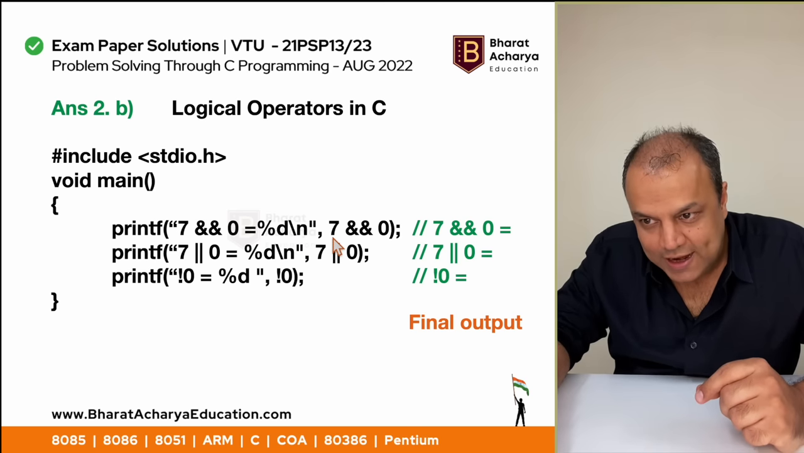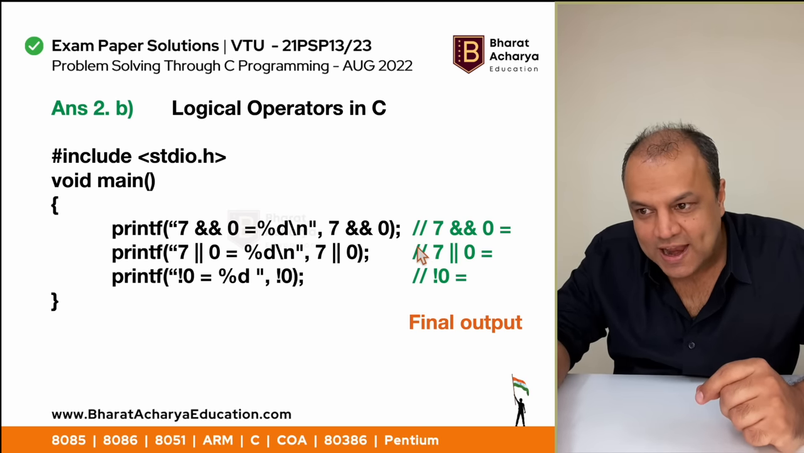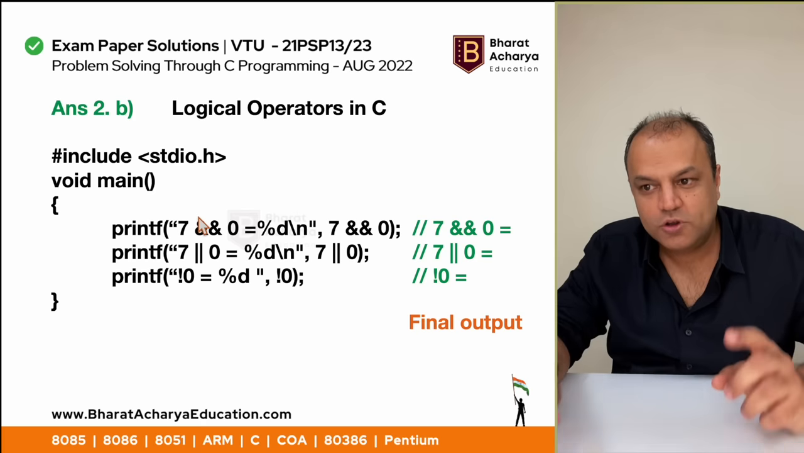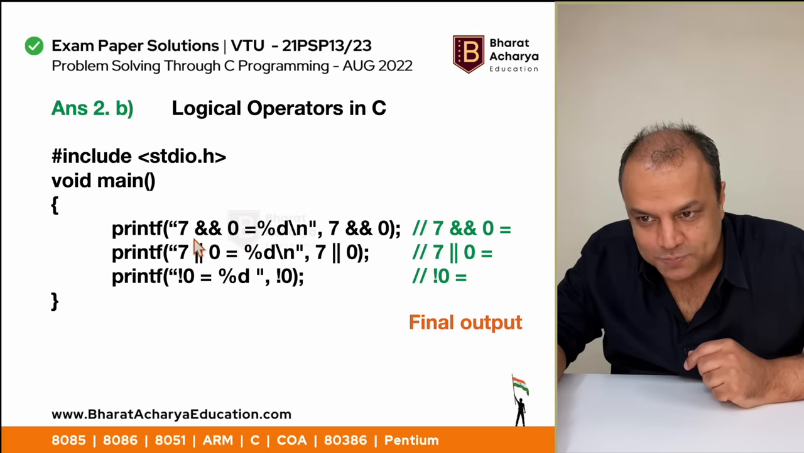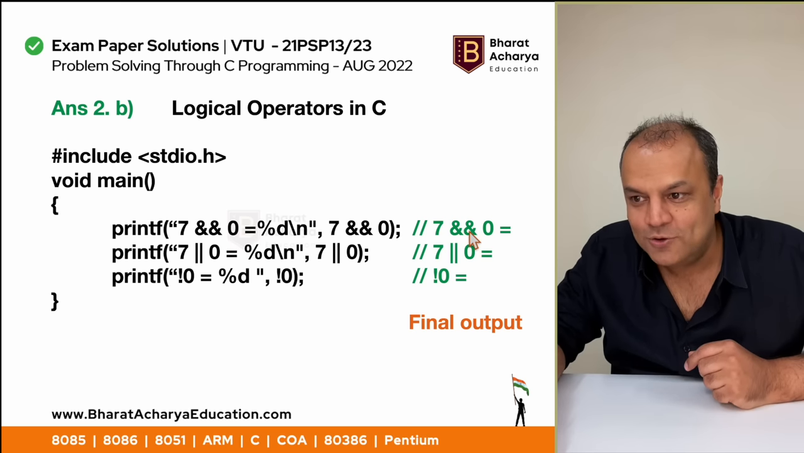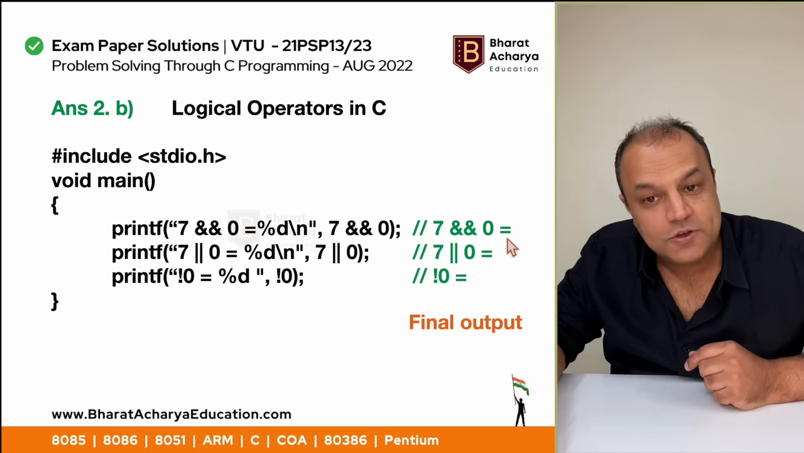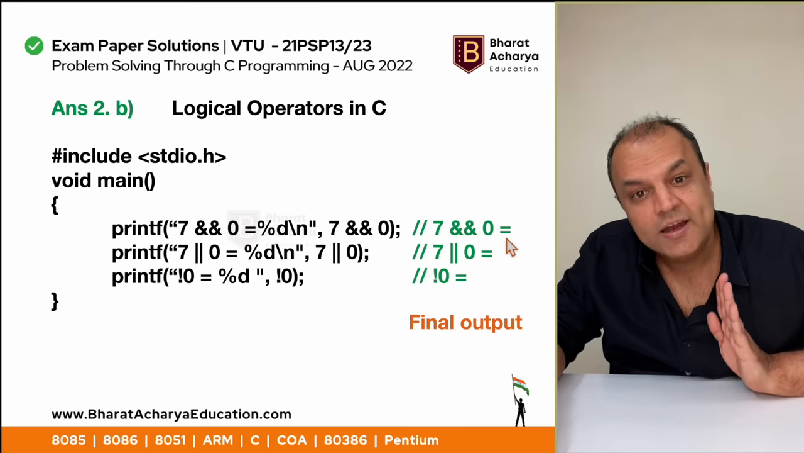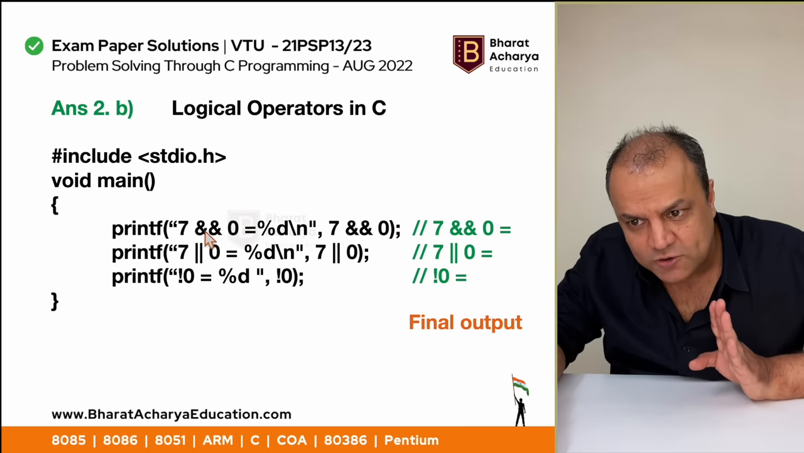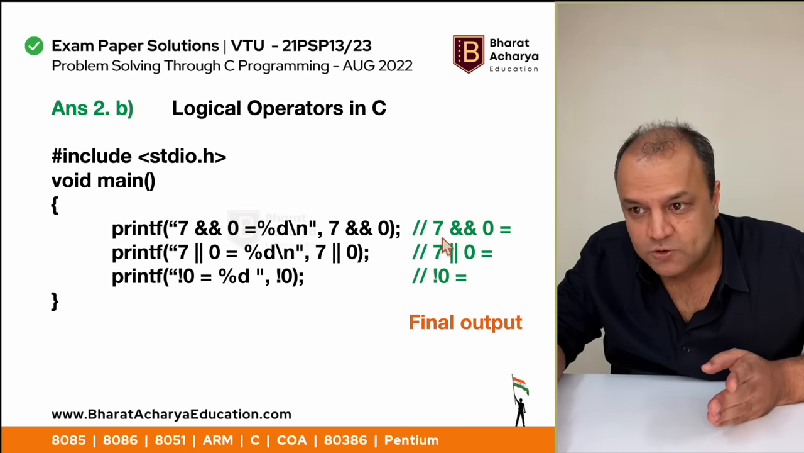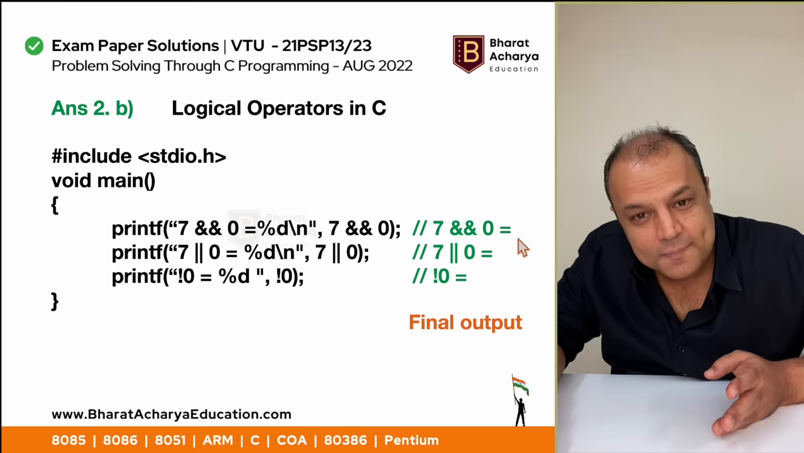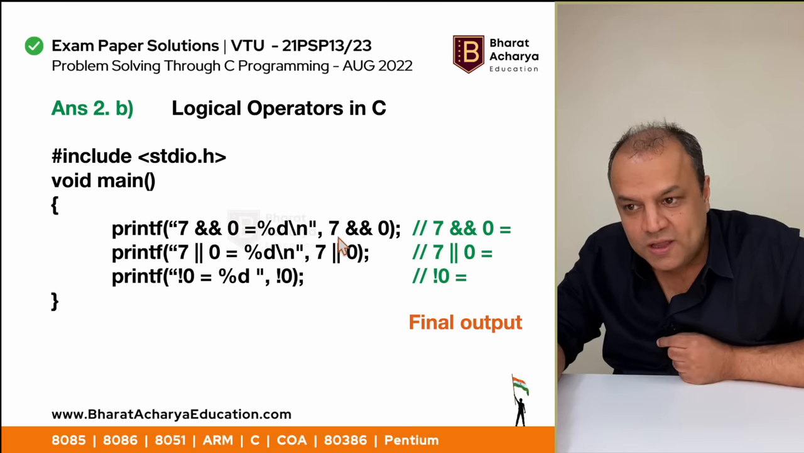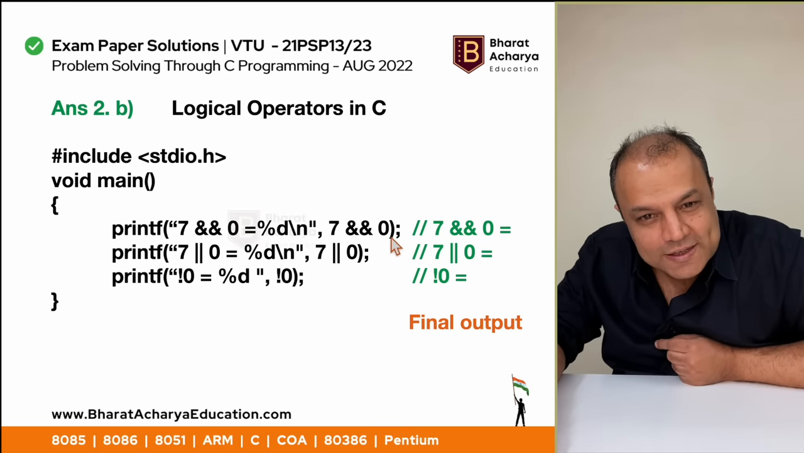So at the output, this much part, 7 and 0, is here already. What you put in quotes simply is produced out. So 7 space and space 0 space is equal to is already there. Did you understand? It's already there because it is in the quotation, so it simply comes out. This placeholder that you see over here, at that place something will come. What will come? The result of this expression.